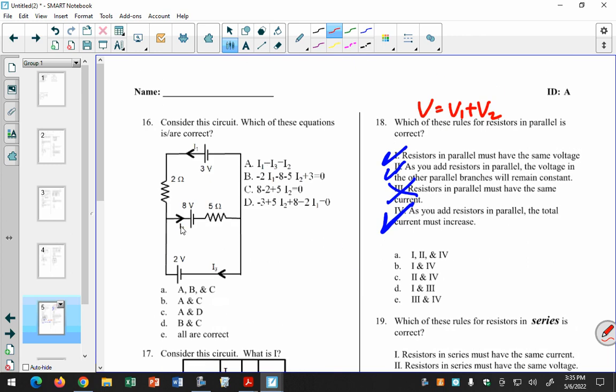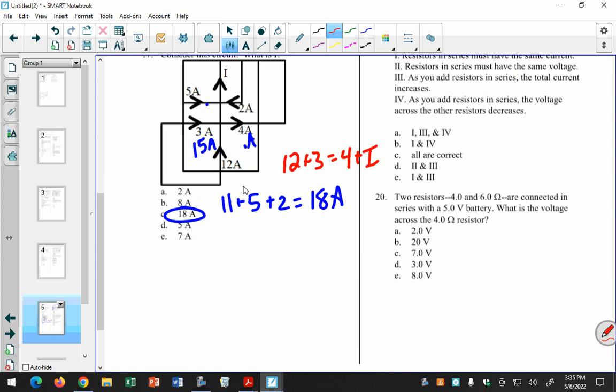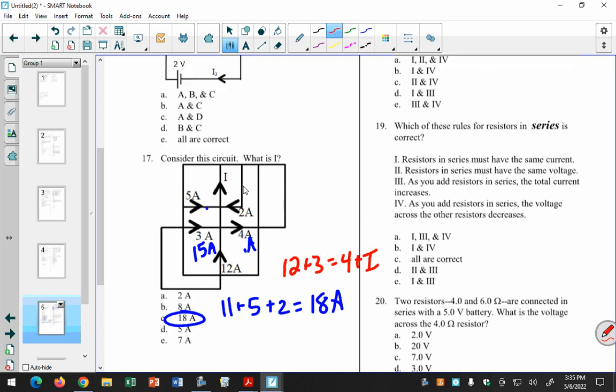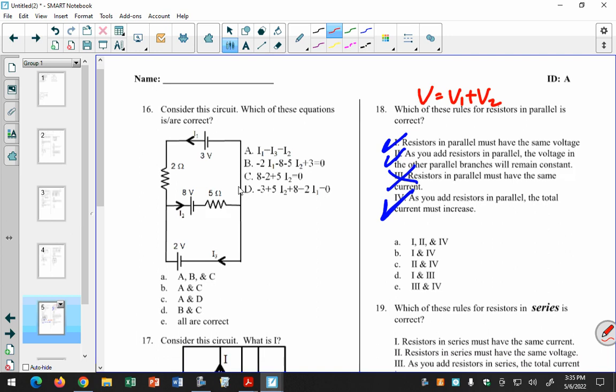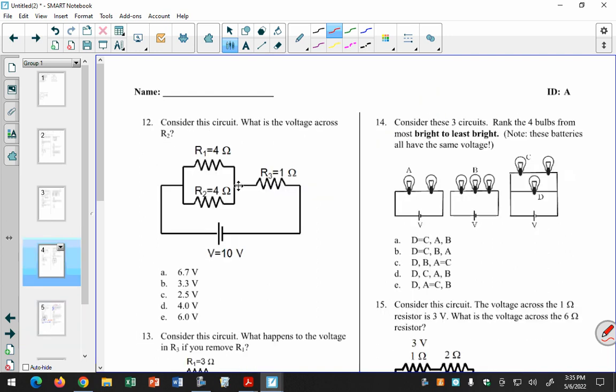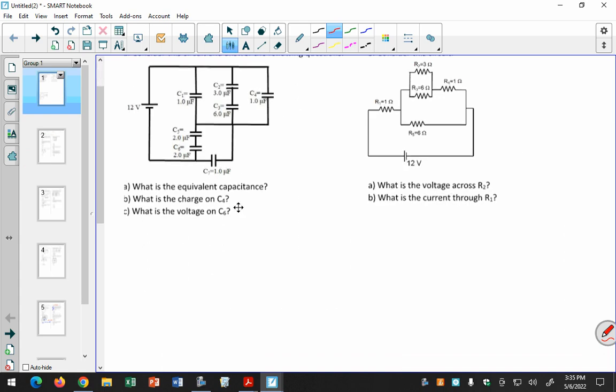Are we going to have a multi-loop circuit? It was either free response or multiple choice, so we definitely have that. You're going to have resistors in series and parallel. You're going to have capacitors in series and parallel. This one right here, you want to do the free response? The free response? Okay. They're similar. If you know how to do one, you should know how to do the other.